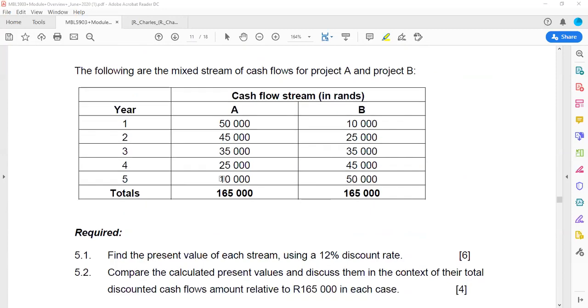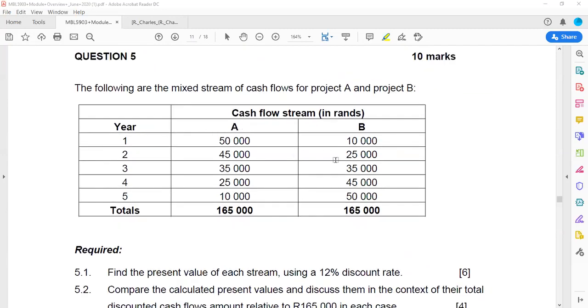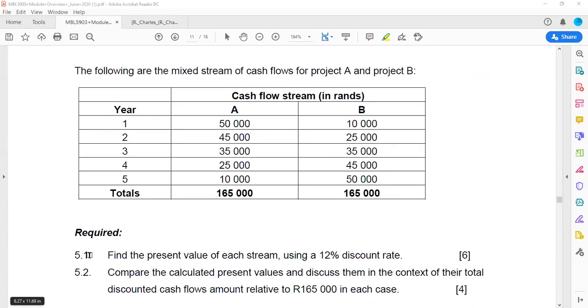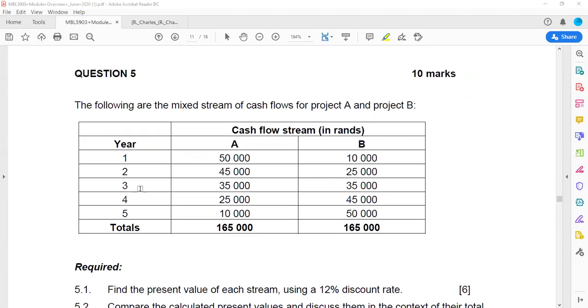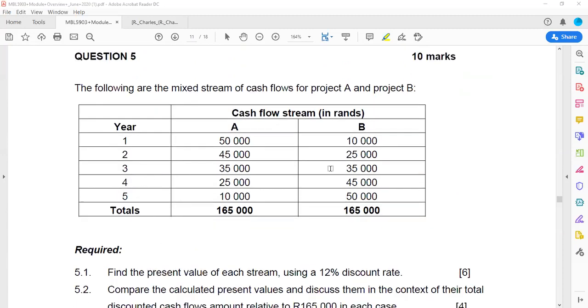What I would advise you to do, you can look at question 5 as homework. Please try question 5 as homework. Try question 5.1 and 5.2. We'll also go through this. Remember, I'll also give you the solutions. I just want you to try this to see if you can use your financial calculator to get the present value of the stream of cash flows.